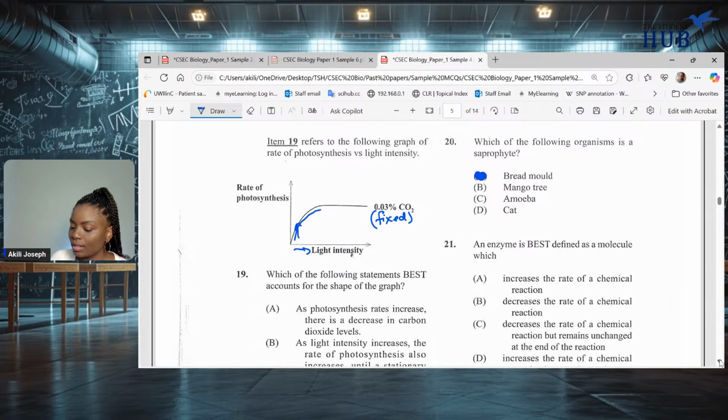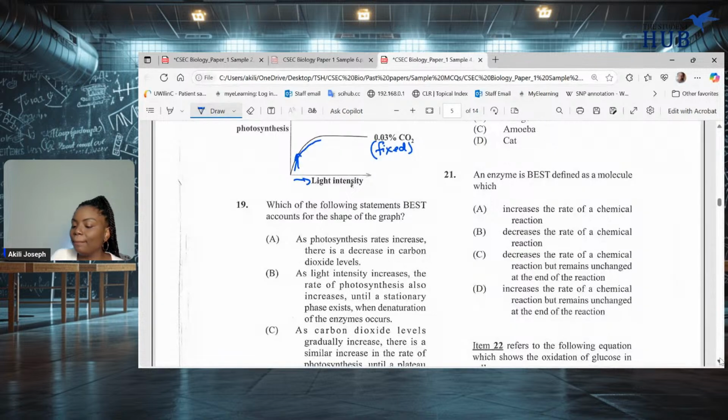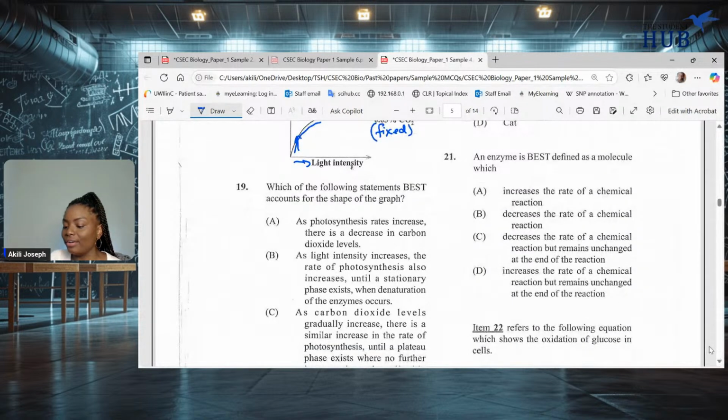An enzyme is best defined as a molecule which, does it increase the rate of a chemical reaction? Does it decrease the rate of a chemical reaction? Does it decrease the rate of chemical reaction but remains unchanged at the end of the reaction? Or increases the rate of a chemical reaction but remains unchanged at the end of the reaction? They put a cat, no? Yes, they did put a cat. So it's going to be increase the rate of a chemical reaction but remains unchanged at the end of the reaction, right? They said best.